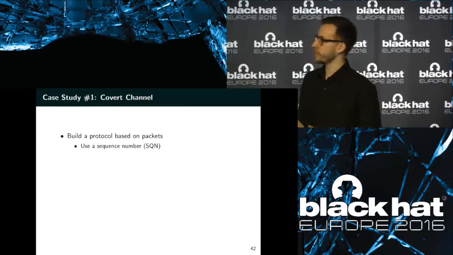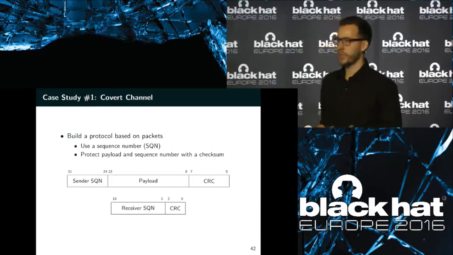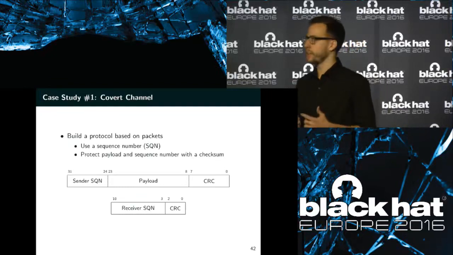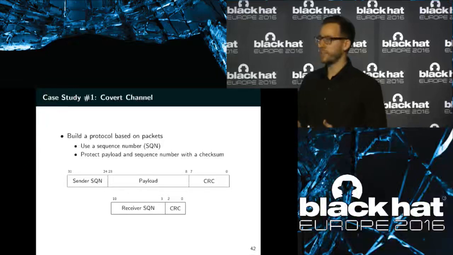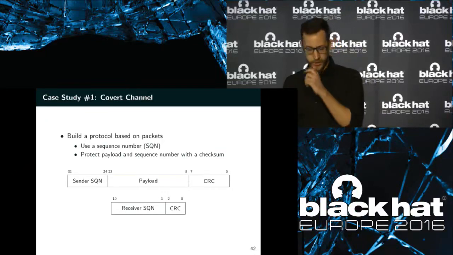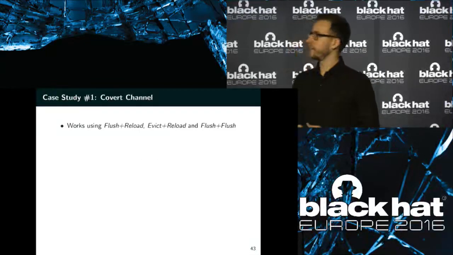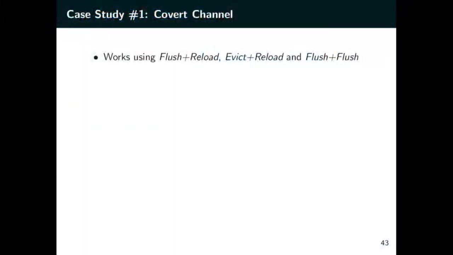So we used a sequence number, and also a checksum to protect our payload so that we can check the integrity of the data and can resend data if we are required to. On the other hand, the receiver responds with the sequence number he has already received. And our covert channel works using flush and reload techniques, evict and reload, and also flush and flush, which we haven't discussed. But basically, the flush instruction also leaks timing information depending on if the address is cached or not. So we can use it instead of the reload step.